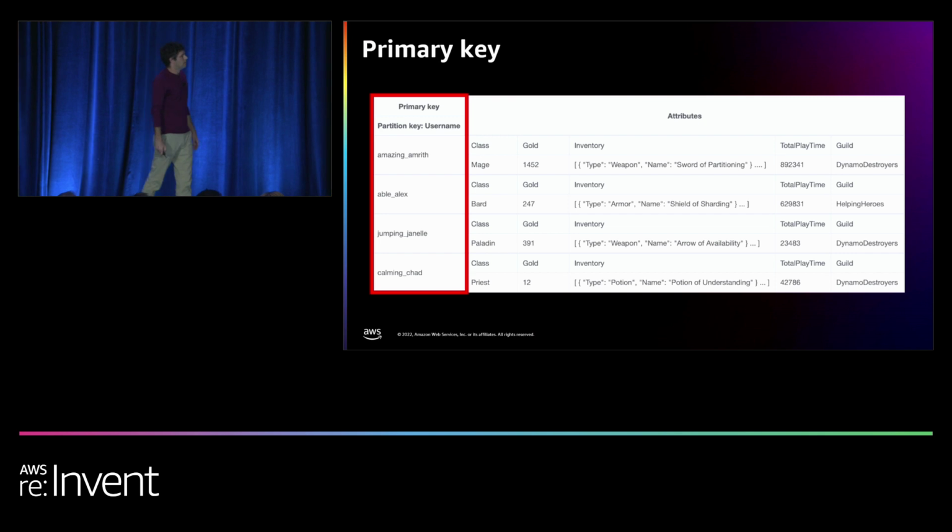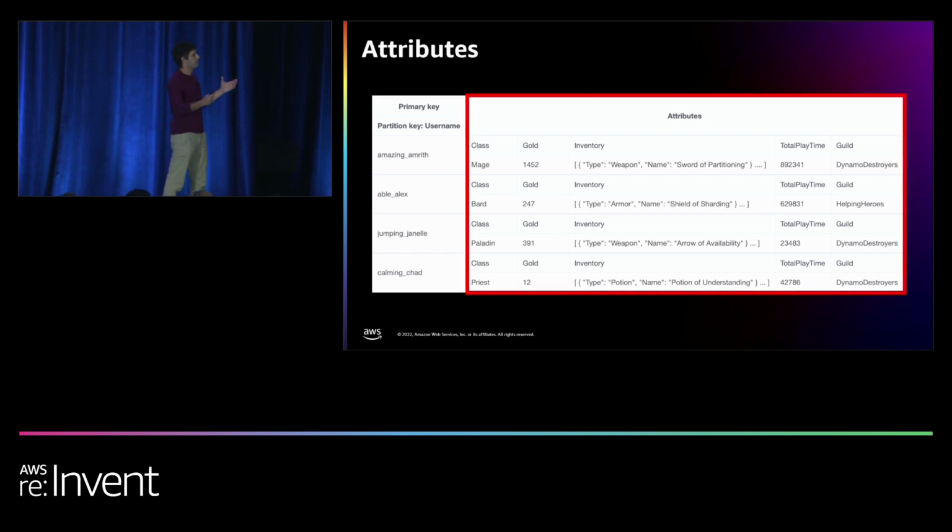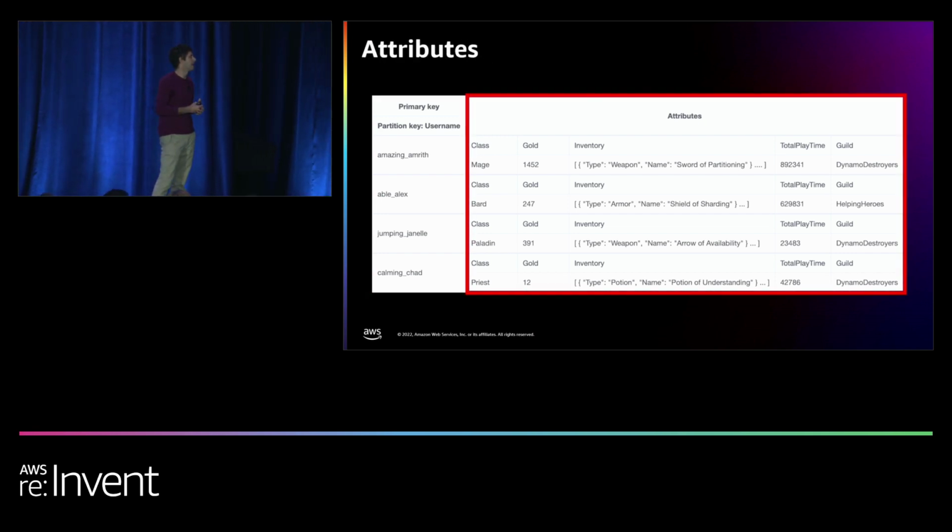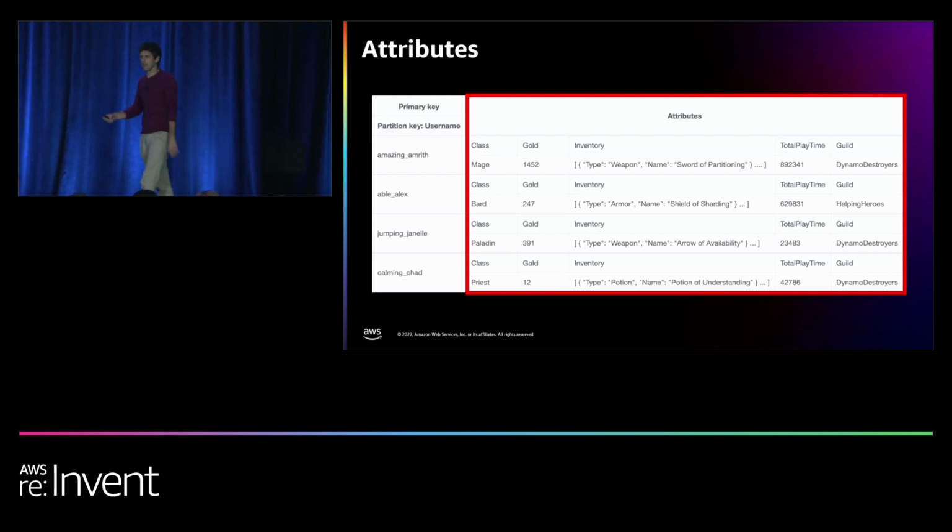It's going to be similar to a primary key in a relational database, but different in a lot of ways as well. In addition to that primary key, we also have other attributes you can have here, right? And you can see we have a lot of different attributes, similar to columns in a relational database, with the big difference being you're not going to specify these up front.